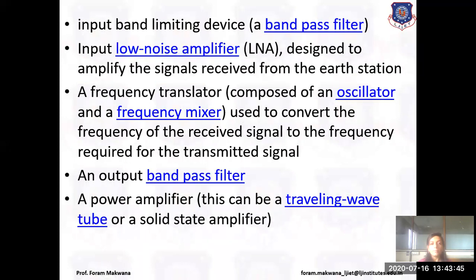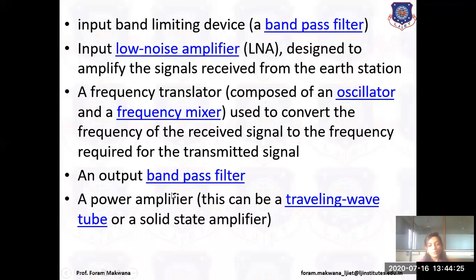But our input band limiting device is a band pass filter. Why? Because we are going to use only a specific band. We are not going to amplify every frequency of signal. And the input low noise amplifier is designed to amplify the signals received from the earth station. Now, as I have told you earlier, the frequency translator is composed of an oscillator and frequency mixer, which is used to convert the frequency of the received signal, either up conversion or down conversion.